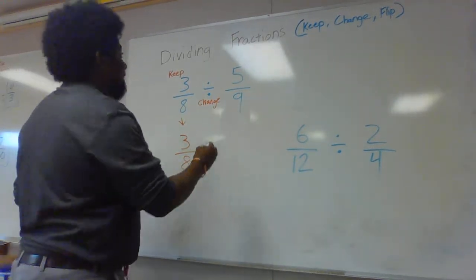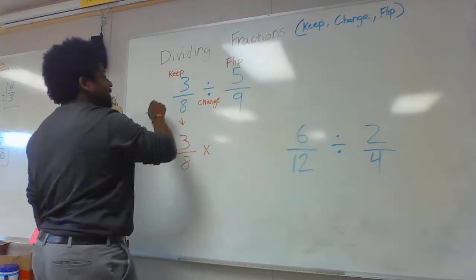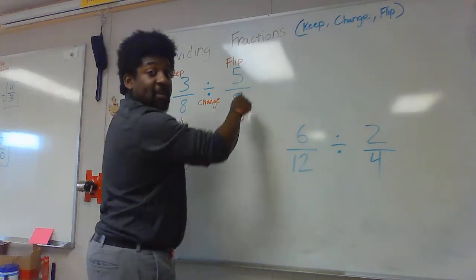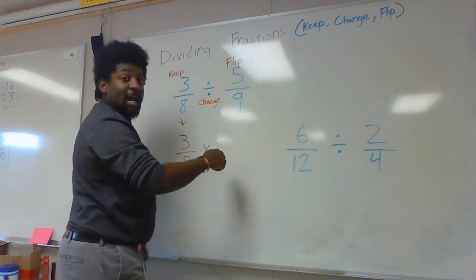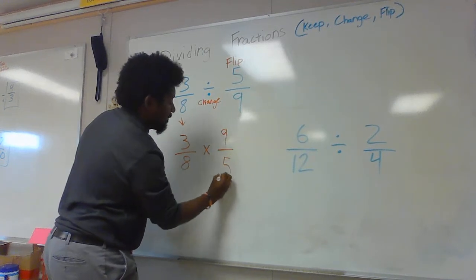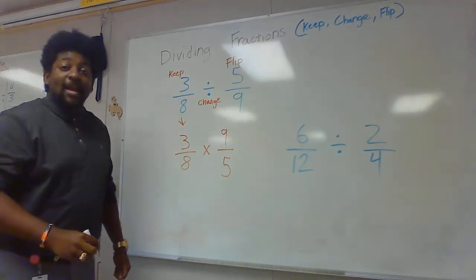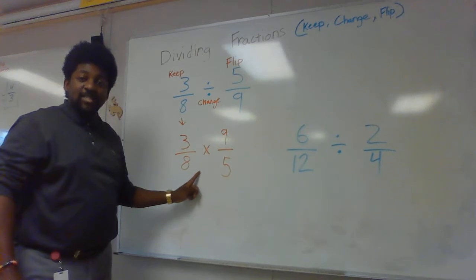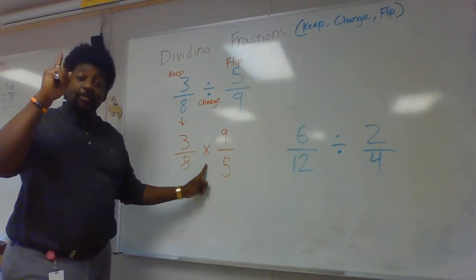And the last word is flip. Keep this the same, change my sign to multiplication, then flip the last fraction over. This was 5/9. I flip it to make 9/5. So y'all, after you've done the keep, change, flip, you notice this is no longer a division problem. It's a multiplication problem like you just learned about in the first video.